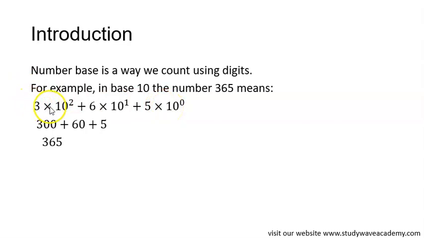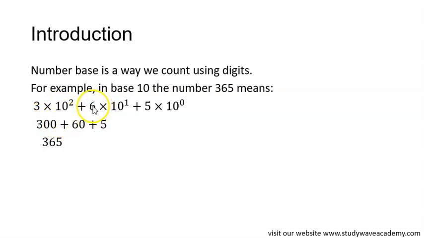So 3 times 10 raised to power 2 means that this is 300. And how is it 300? 10 times 10 is 100, right? This is not 10 times 2, remember? It's 10 times 10 is 100. And 100, we have 100 there. So 3 times 100 is 300, right?